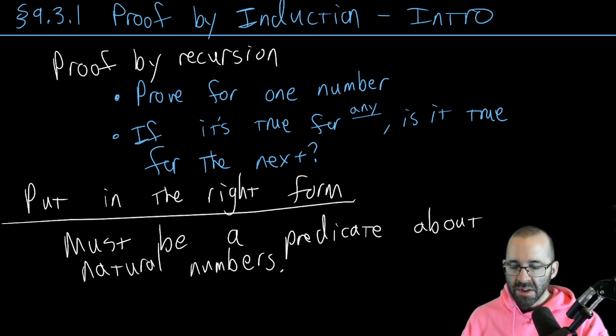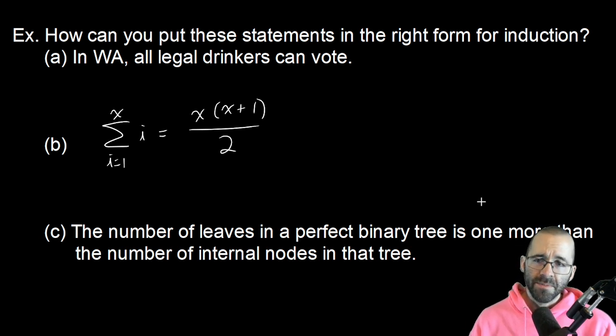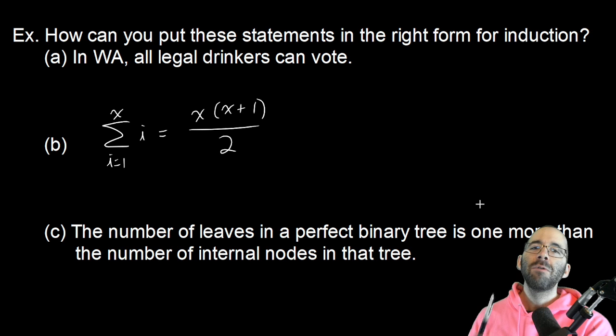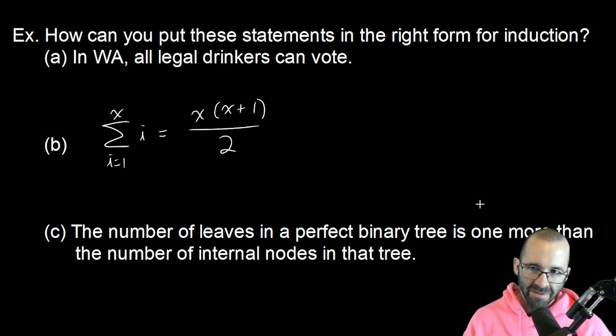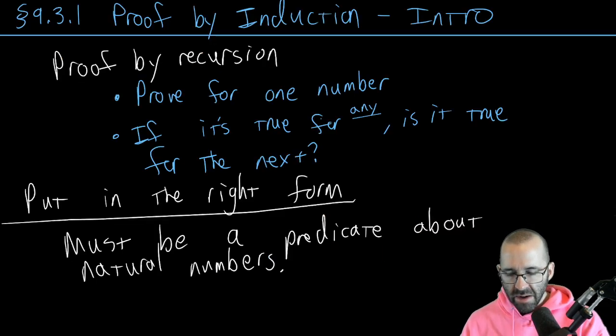All right, we're not going to deal with fractions here or negative numbers. So let's look at what I mean. Let's do some examples. We have three things that we might want to prove. The textbook uses the first example, but that's not actually true, so we can't prove it. But if we did want to try to prove it and say that in Washington State, all legal drinkers can vote, how might we use induction? Well, we have to put it in the right form. And again, I haven't mentioned what induction is. We're just getting practice putting it in the right form.